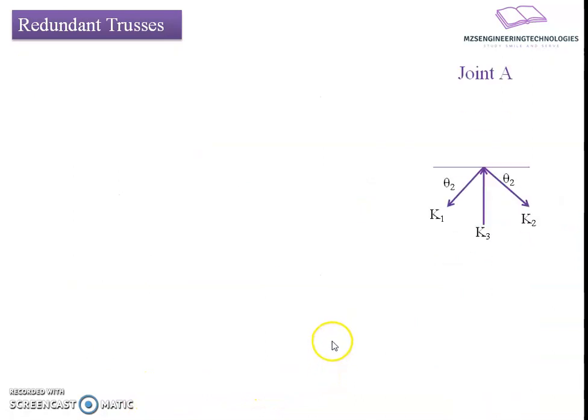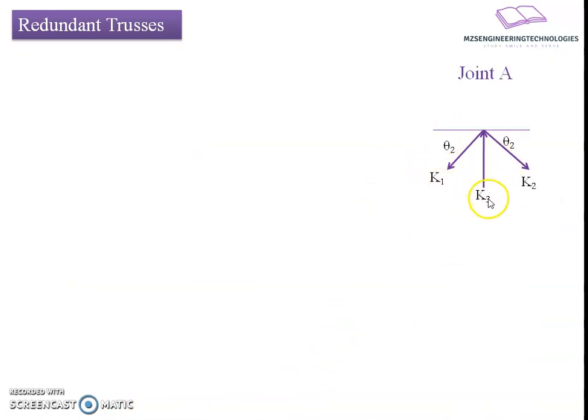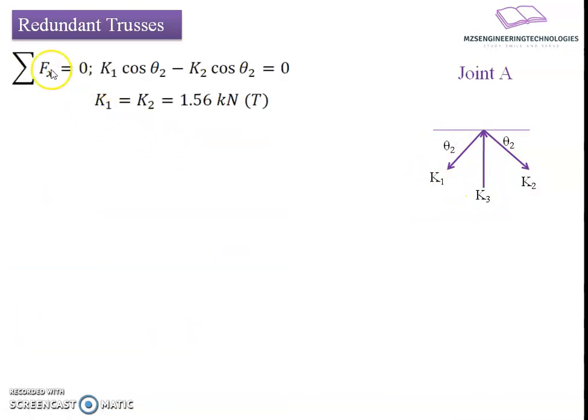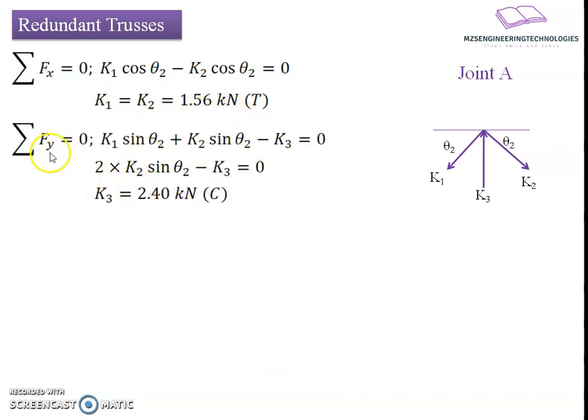Now I will go to the joint A. Three forces will be there: K1, K3, K2. If I apply summation of force in x direction equals to 0, K1 cos of theta 2 minus K2 cos of theta 2 equals to 0, resulting into a value K1 equals to K2, which comes to 1.56 kilonewton in tension. Summation of Fy equals to 0 results in K1 sin of theta 2 plus K2 sin of theta 2 minus K3. Substituting the individual values, we get K3 equals to 2.4 kilonewton in compression.